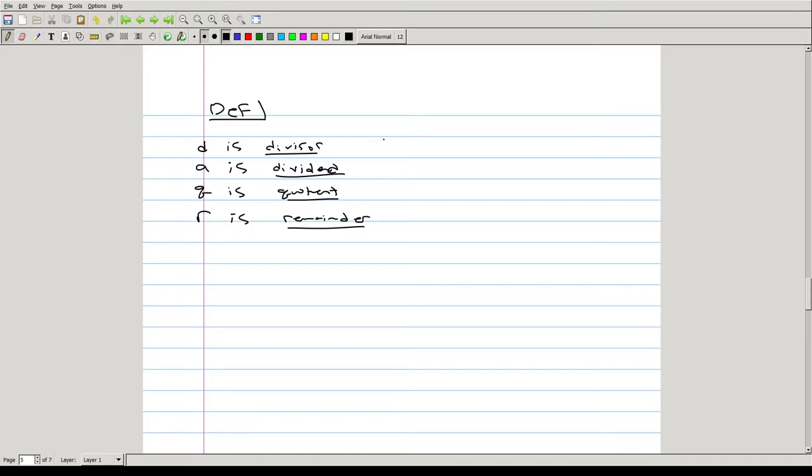Furthermore, we have a very special notation that we use to denote these values. We say that Q, the quotient, is equal to A div D, to denote that it's the integer that you get as the quotient when you divide A by D, and we write R as A mod D when you express this division algorithm. So A is equal to Q times D plus R, where R is between 0 and strictly less than D.